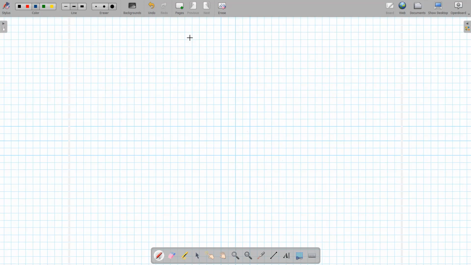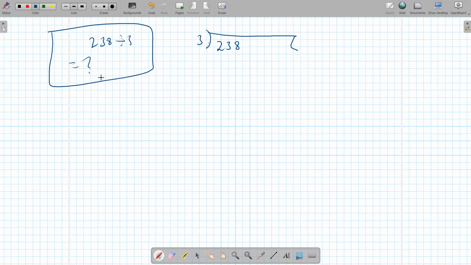Let's do a quick example. 3 into, I don't know, 238. Or just doing a normal division. 238, this is another way of saying 238 divided by 3 is what? Show your steps. We're going to need two things. We're going to need the quotient, which goes up top here. And then finally, we'll be left with some remainder. How do you do this long division?